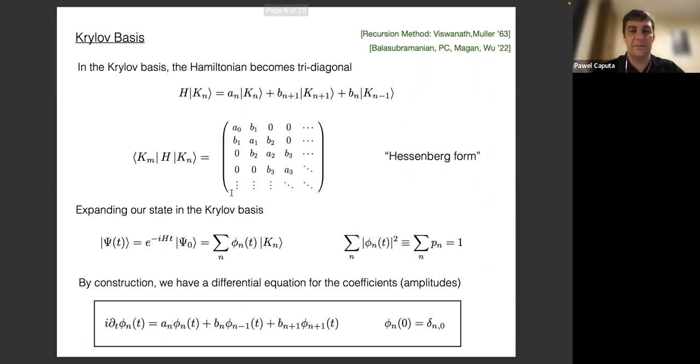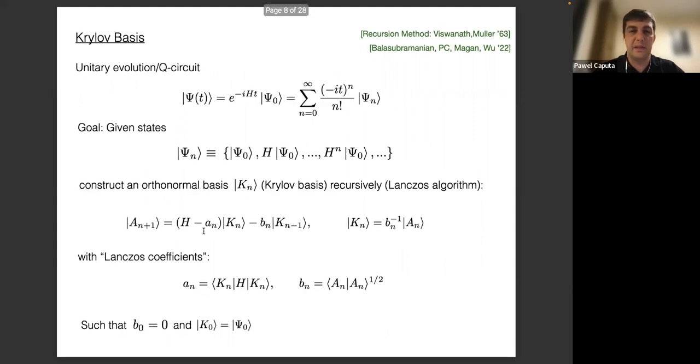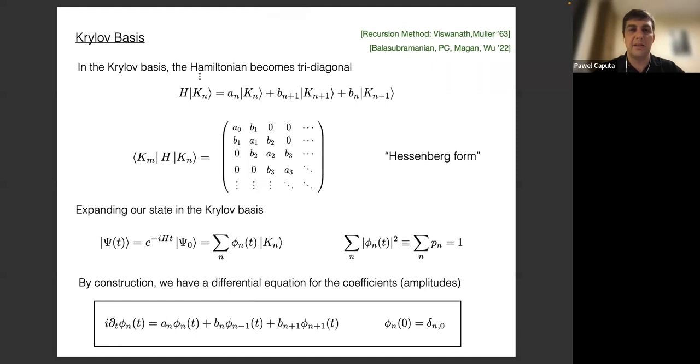Once you have done that, one more step: by definition, this algorithm constructs a basis in which the Hamiltonian that you started with becomes tri-diagonal. As you can see here, An+1 is nothing but bn+1 times the original Krylov basis vectors, and if you reshuffle these elements, you can see that the Hamiltonian, when it acts on the Krylov basis vector kn, generates three terms. That's what I mean by tri-diagonal.